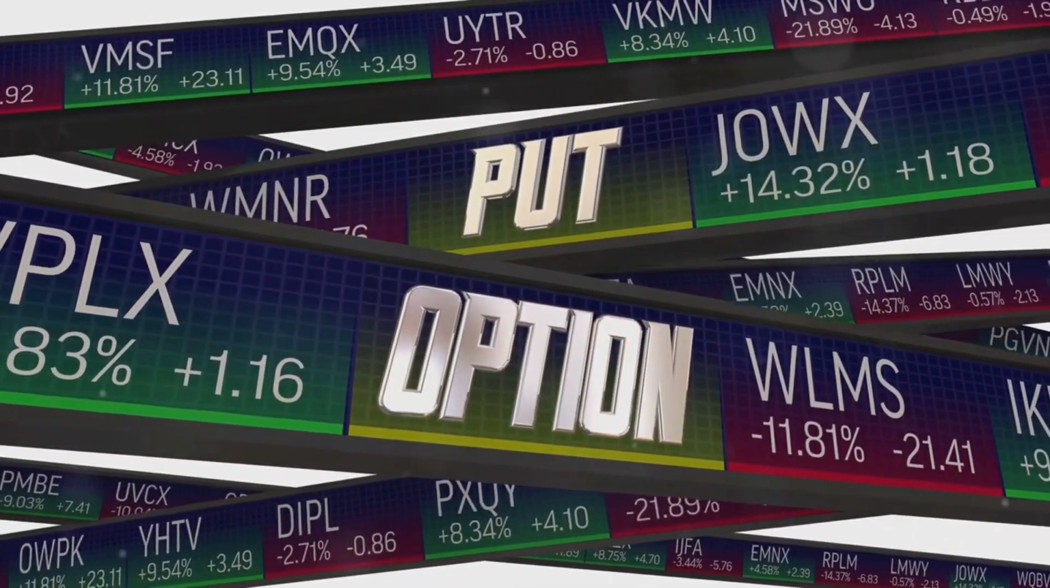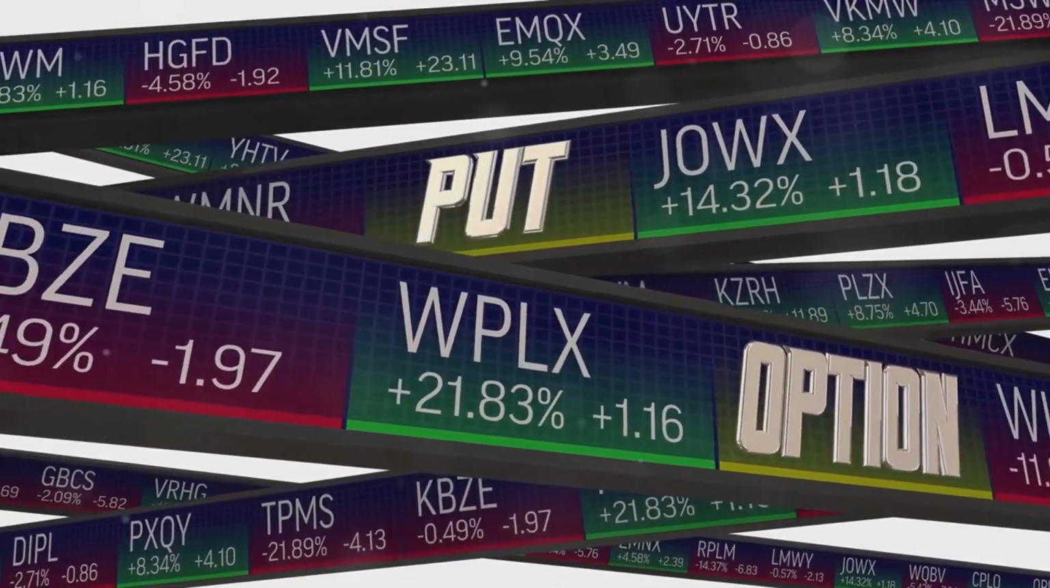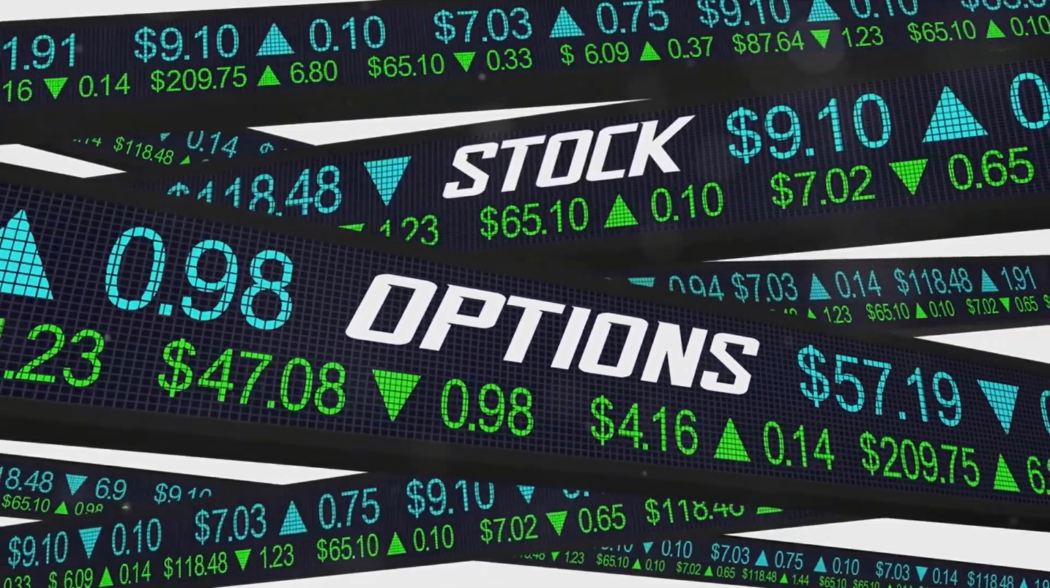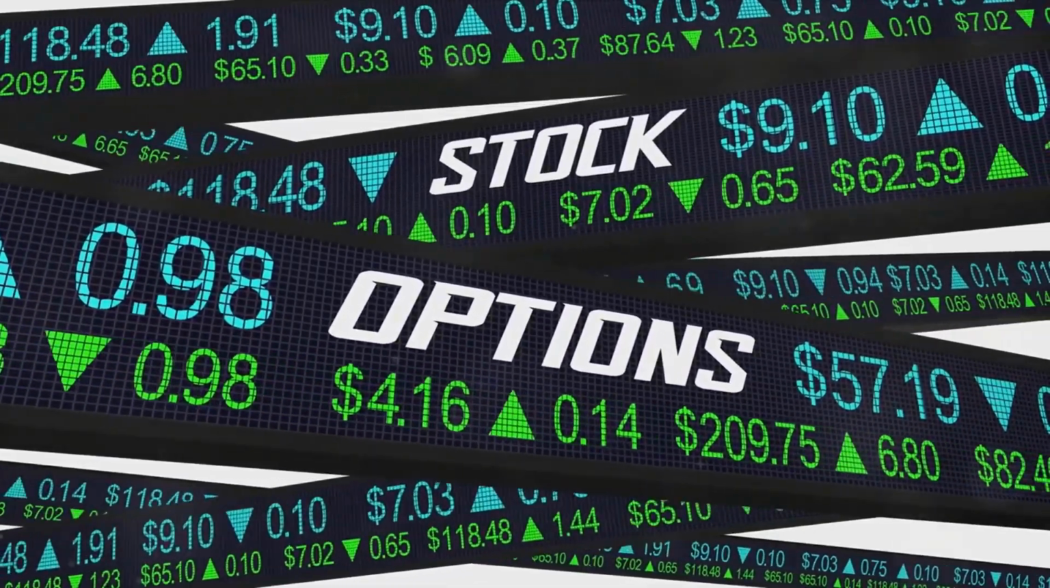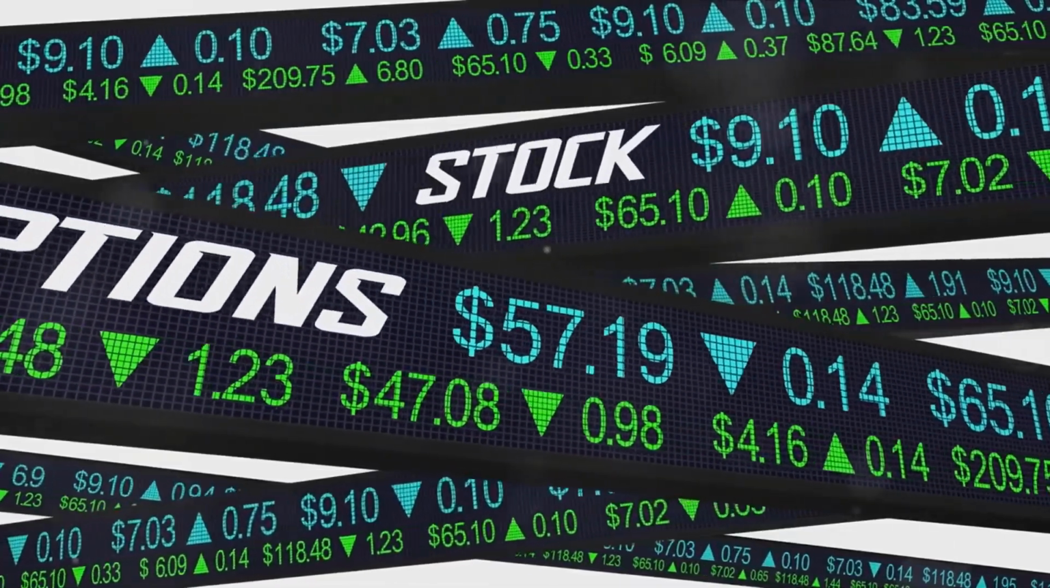Let's simplify this with an example. Imagine a call option with a delta of 0.7. If the underlying stock increases by $1, the call option's price would be expected to increase by 70 cents. It's all about proportionate movement, you see.